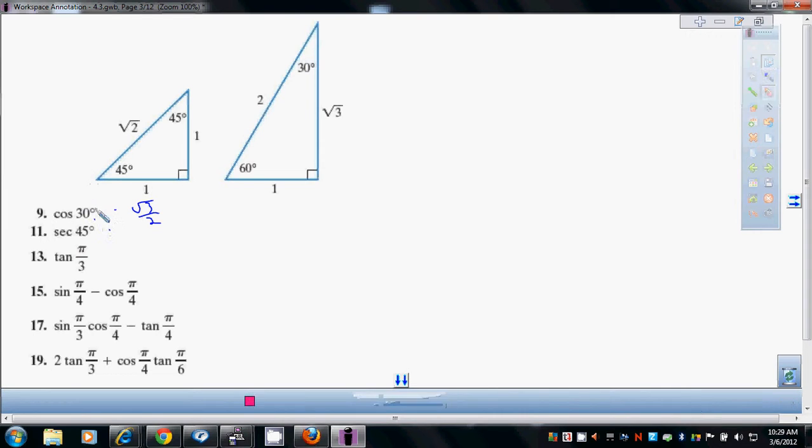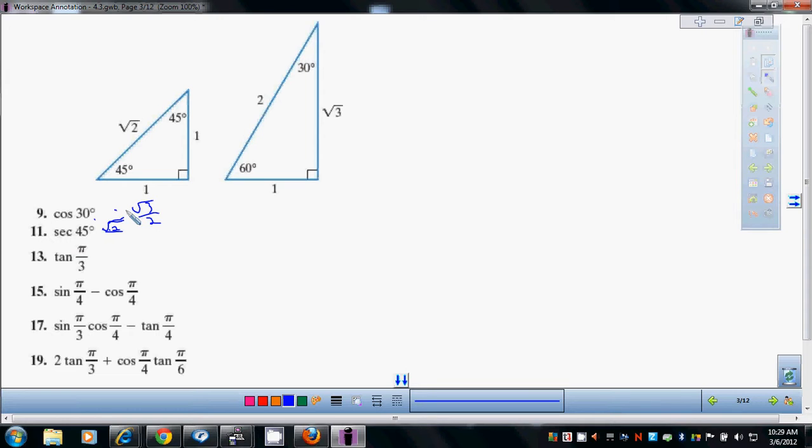Whoa, we were doing secant, right? Secant 45. Braden. Secant 45 is the reciprocal of cosine. Cosine would be 1 over radical 2, but you don't have to rationalize it because we're just flipping it. So that would be radical 2 over 1. You just find cosine and flip it.